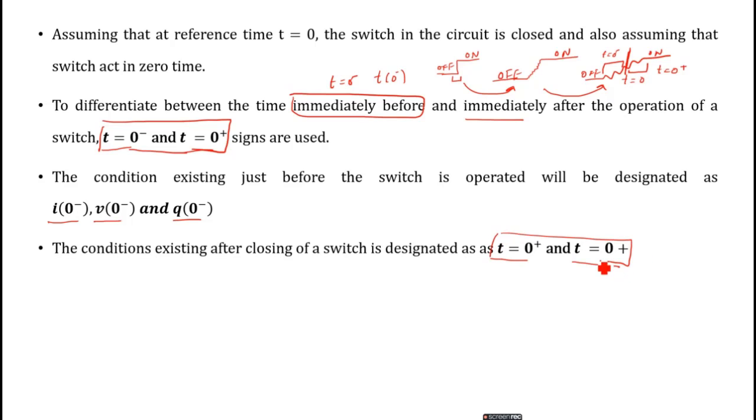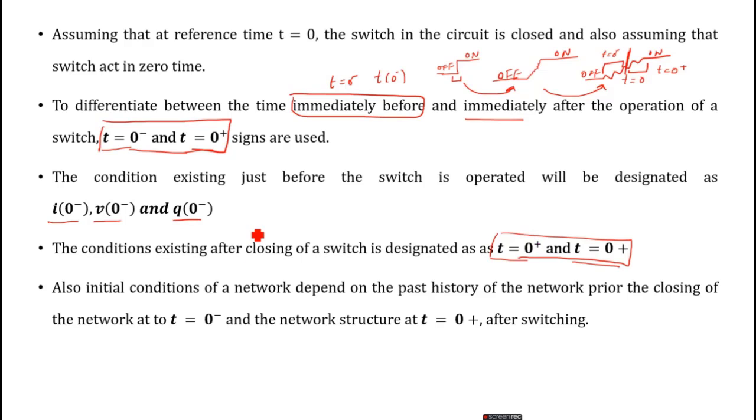They are calculated, and are known as the time interval immediately after switching. So the initial conditions of the network depend on the past history of the network prior to the closing of the switch at t is equal to 0 minus, and the network structure at t is equal to 0 plus after the switching.